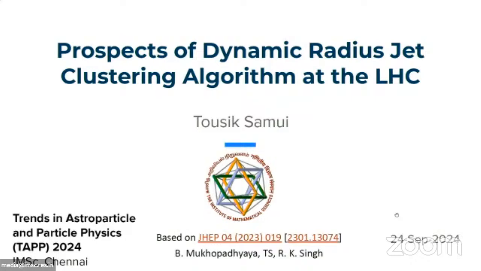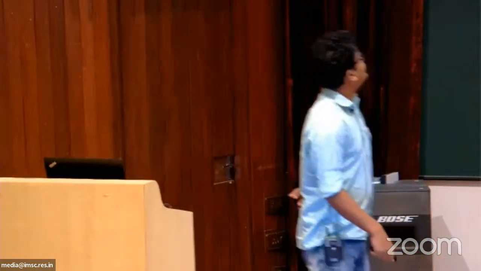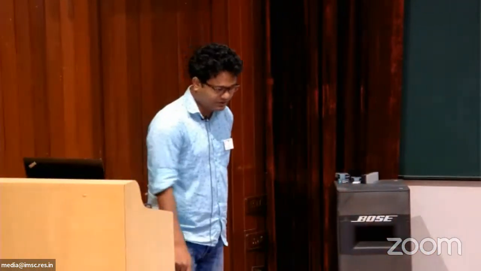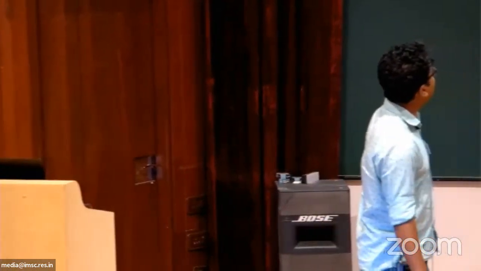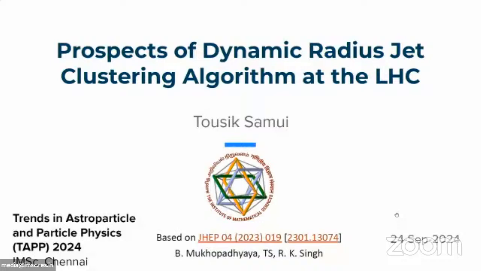Okay. Let me first thank the organizers for giving me this opportunity to talk about the work that I have been doing on jets for the last few years. This particular work is a method which we developed with Vishwarup Mukhopadhyay and Ritesh Singh when I was at IISER Kolkata. The name is the dynamic radius jet clustering algorithm, which I'll be talking about today.